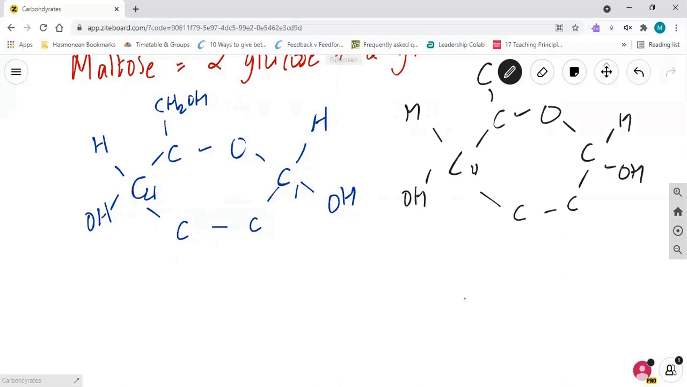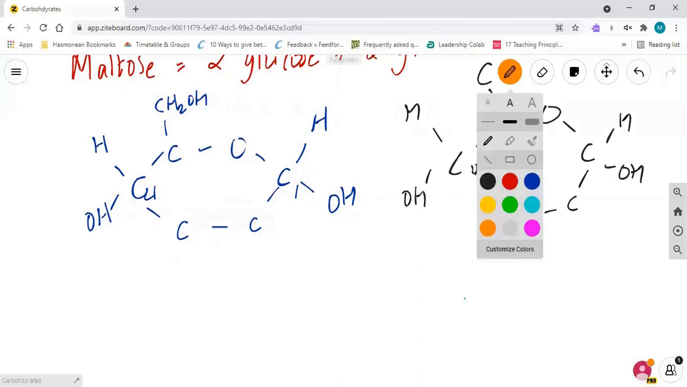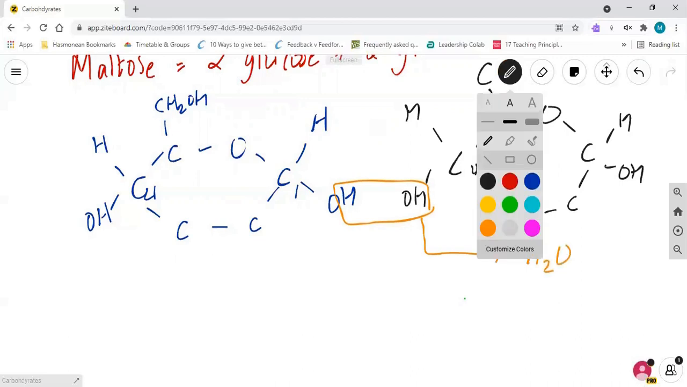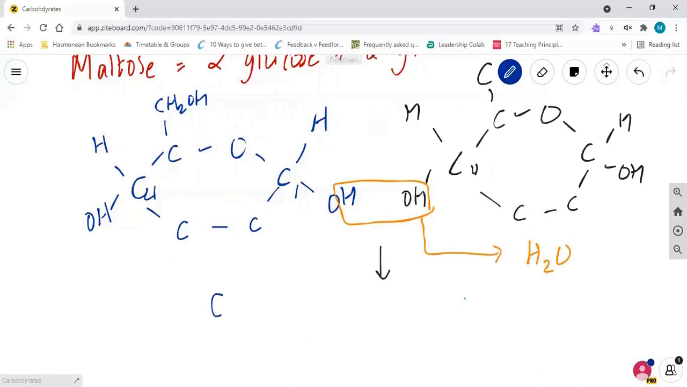Okay, and let's see what happens. We know we've got to be removing water. The easiest place to get water from is down here. We've got an OH and an OH. So if we take hydroxide from one and hydrogen from the other, it doesn't matter which way round, then you will end up with H2O. And if you then redraw what you've got now, drawing absolutely everything in it.